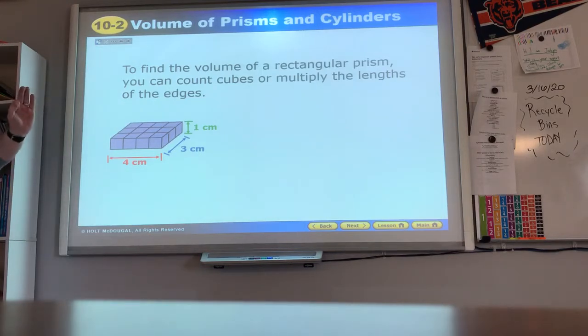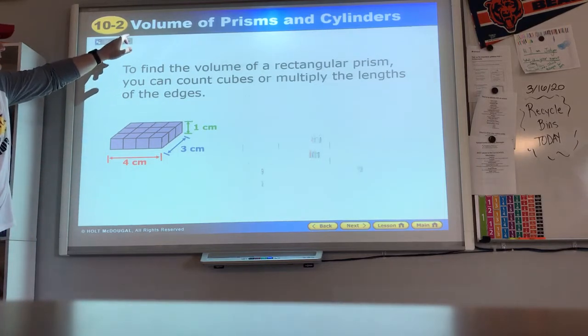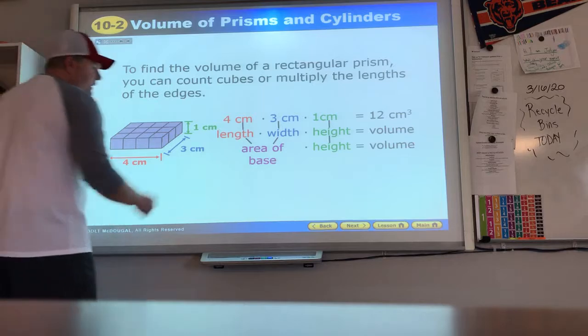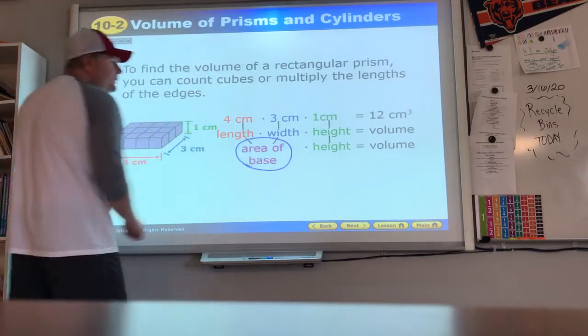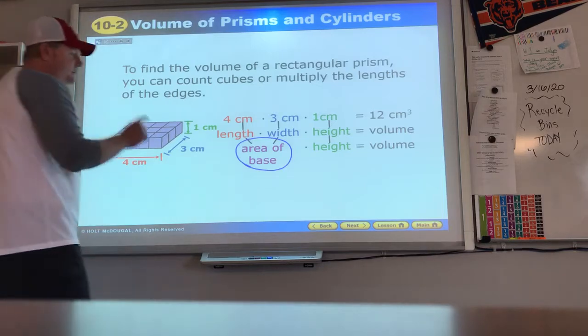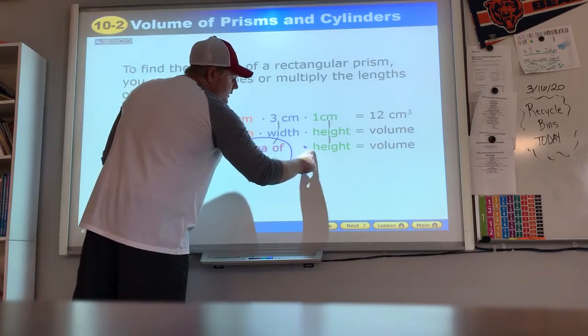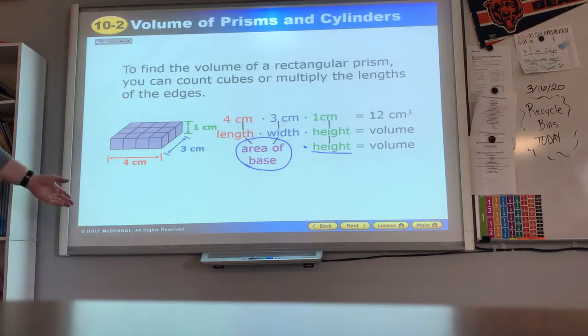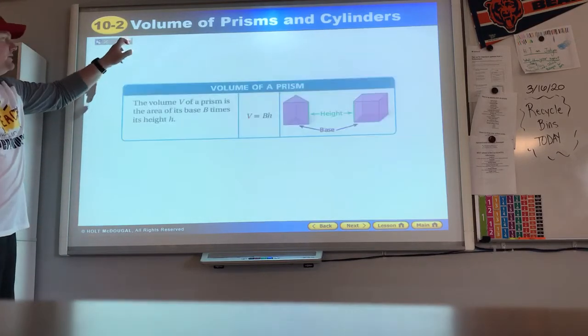The main thing we're going to do is we're going to need to find our faces and our bases for this project. So, 4 centimeters times 3 centimeters, that's the area of a base. Whenever you get the area of the base, you take it times the height, and that will give you the volume. So we're going to write that equation out here in just a second.